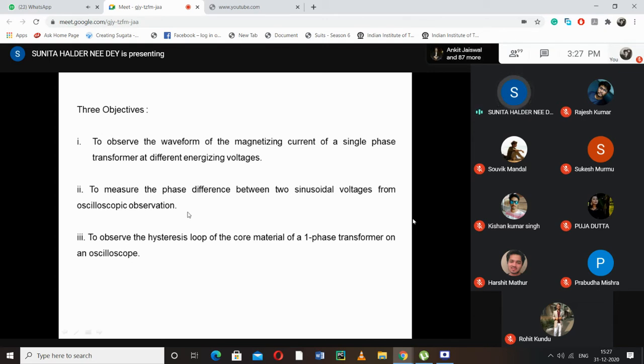We can calculate all this. Third is to observe the hysteresis loop of the core material of a single phase transformer on an oscilloscope. These 3 are the objectives.